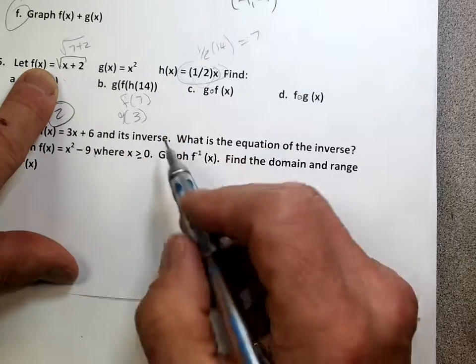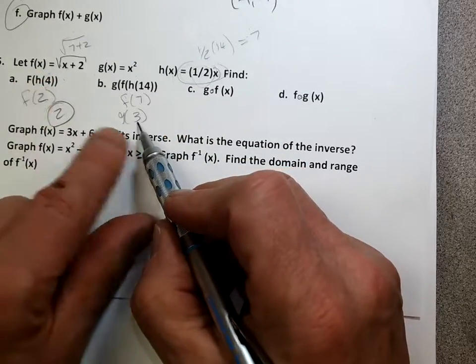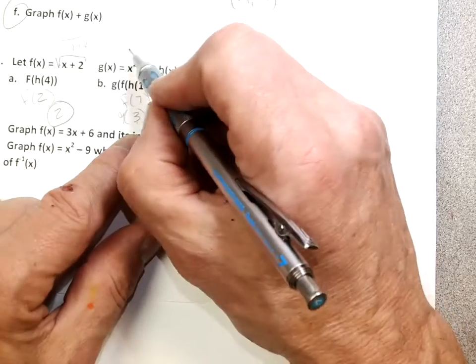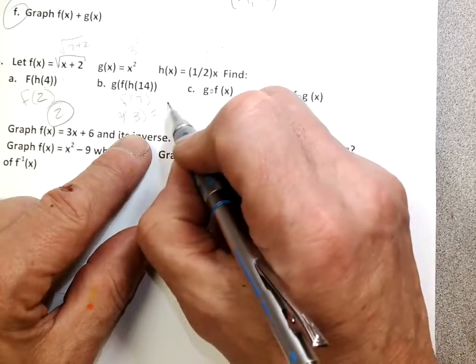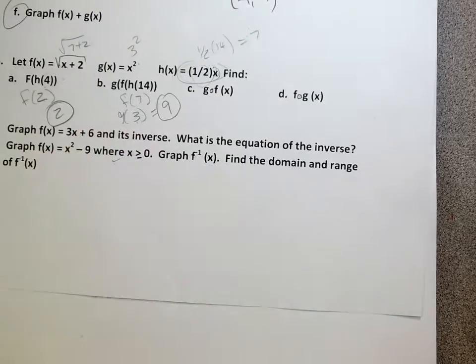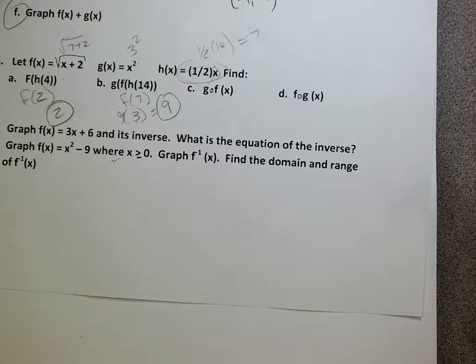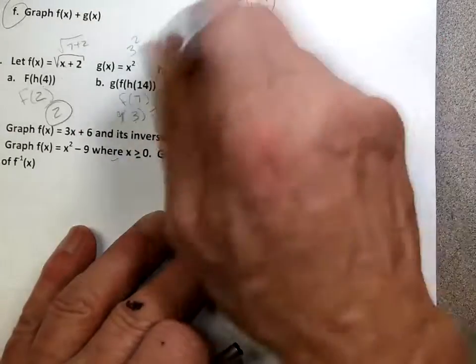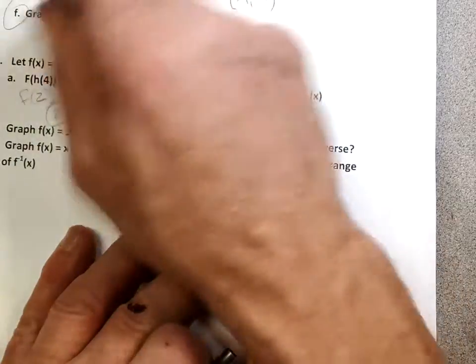So let's do g of 3. So I'm going to put my 3 into the g function. So I go 3 squared is 9. Got it? Okay, let me erase all this mess.